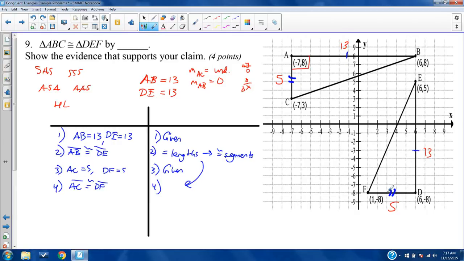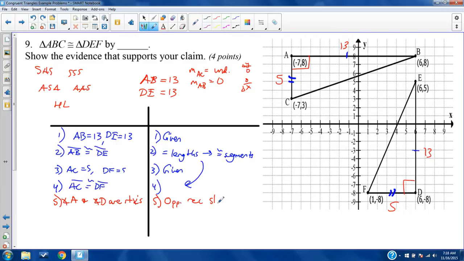Same with DF and ED. ED has an undefined slope because it's a vertical line, no change in x. DF is a slope of 0 because it has no change in y, and it's flat. So those are also opposite reciprocals of each other. So you could say angles A and D are right angles because they have opposite reciprocal slopes.